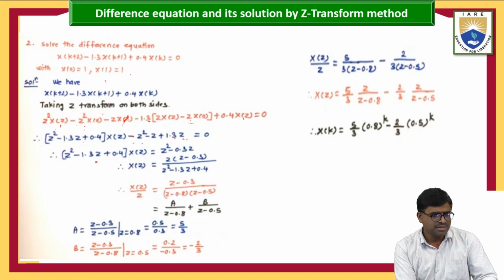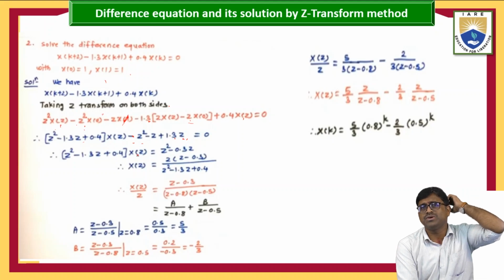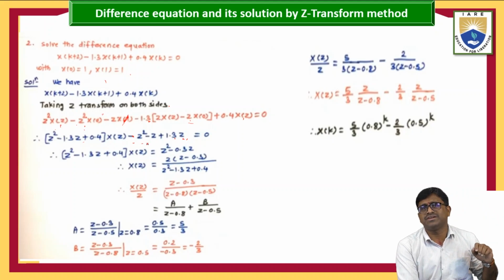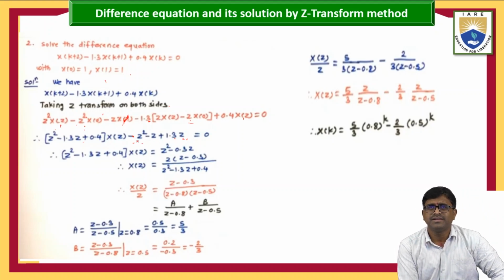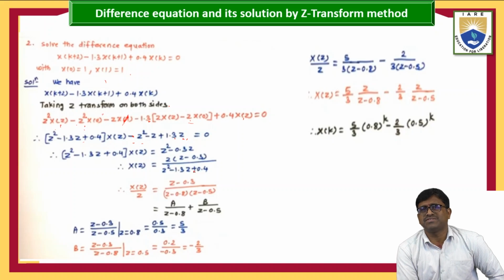Now, again the same process. We are taking the common as z square minus 1.3 z plus 0.4 into x of z equal to, taking this one to the right-hand side, z square minus 1.3 into 1.3 minus 1, nothing but 0.3, 0.3 z. After that, I am taking x of z equal to this right-hand side part, and the left-hand side part comes to the denominator side: z square minus 1.3 z plus 0.4. In the numerator, I am taking z common, that is z into z minus 0.3.